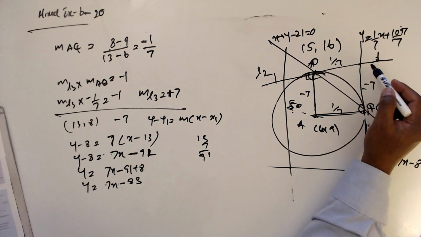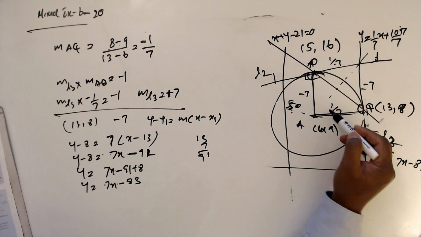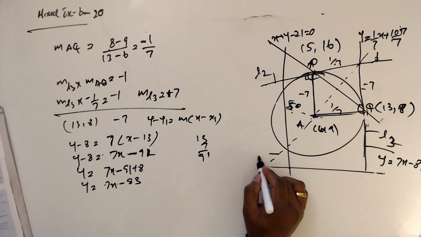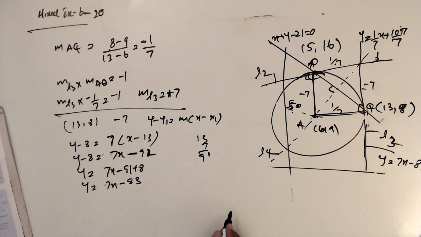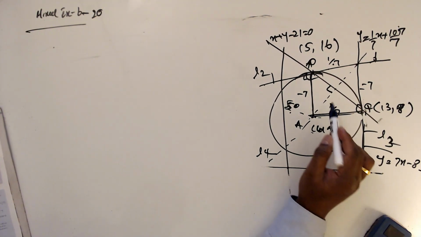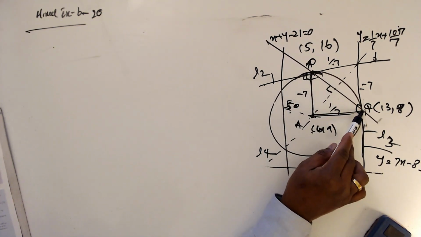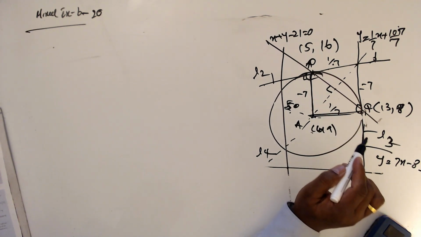Now we want to find the equation of L4, the perpendicular bisector of PQ. So we know a point on the line and we need the gradient. If we know the PQ gradient, then since L4 is perpendicular to it, we can find this gradient.